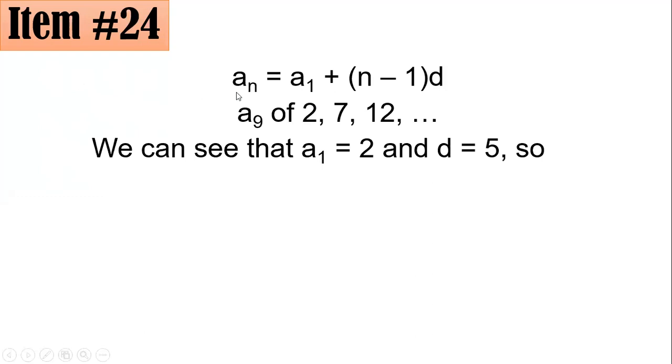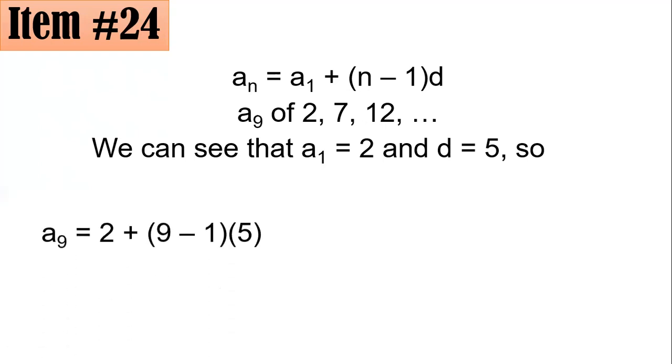That is, a sub n equals a sub 1 plus n minus 1 times d, where a sub n is the nth term, a sub 1 is the first term, n is the number of terms, and d is the common difference. Our common difference here is positive 5, not negative 5. It's positive because the sequence is increasing.